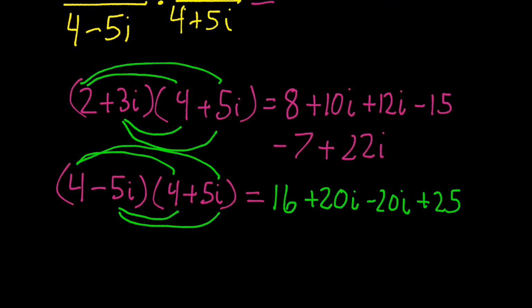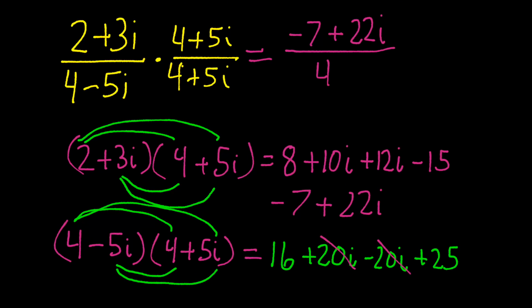And what happens? Well, I've got a 20i and a negative 20i. These are going to cancel each other out. And I'm left in the denominator with just 16 plus 25. So that's going to give me 41. So my denominator ends up being 41. If you go through this process by multiplying by the conjugate and your denominator does not end up being a real number, you've made a mistake. Go back, figure out where it happened. But our final answer here, when we've simplified, is negative 7 plus 22i all over 41.